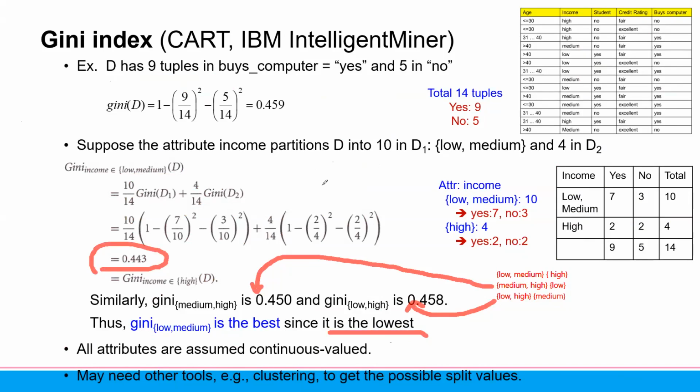Okay, so the split will be low and medium for the left, and then in the right it will be only high. Okay, so we have only 2 branches.